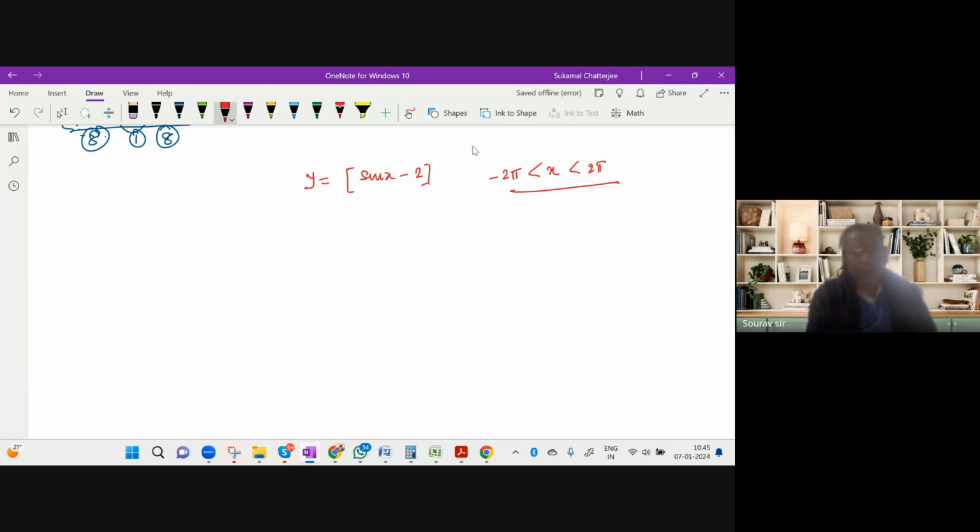So once again, you have to take whatever is inside, take it as something, p. So p is sine x minus 2. Now you are trying to find y equal to tan of p. So if x is greater than minus 2 pi and less than 2 pi, what should be the range of p?